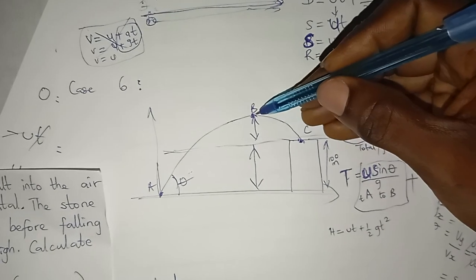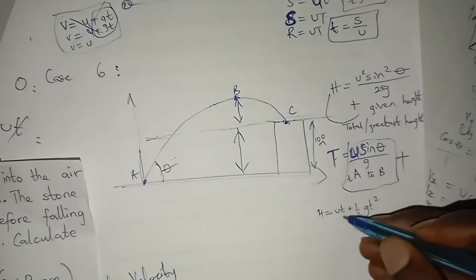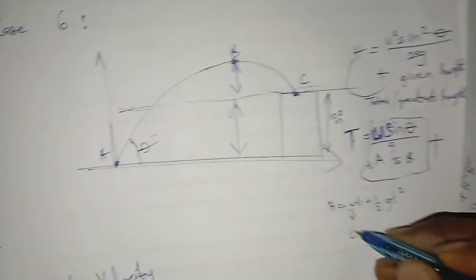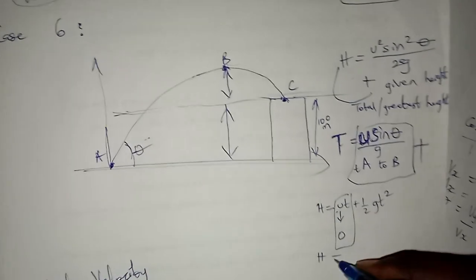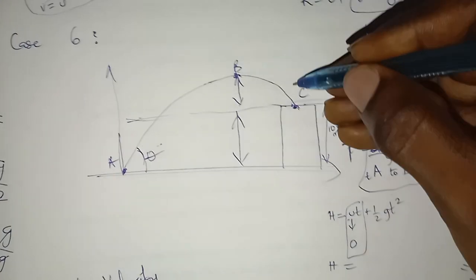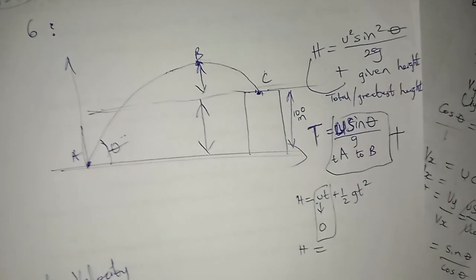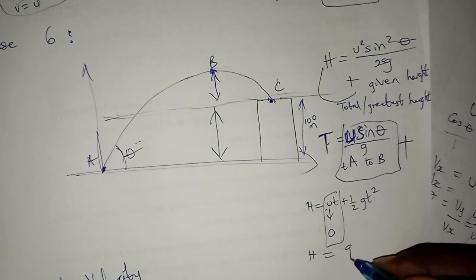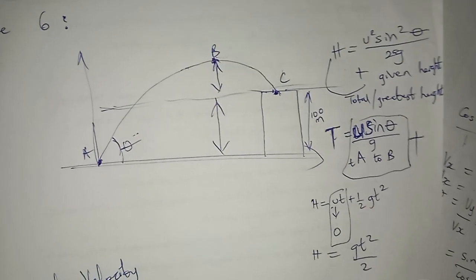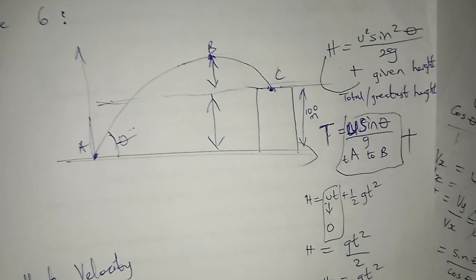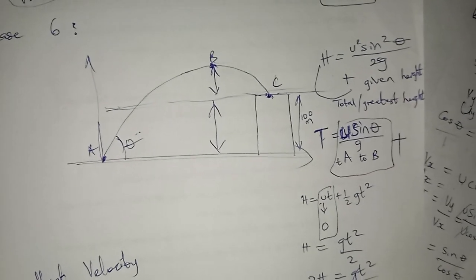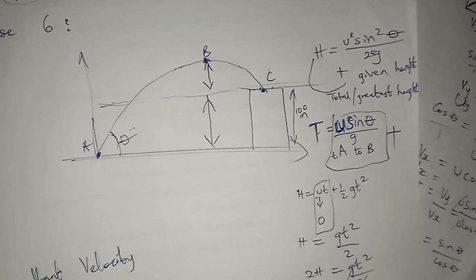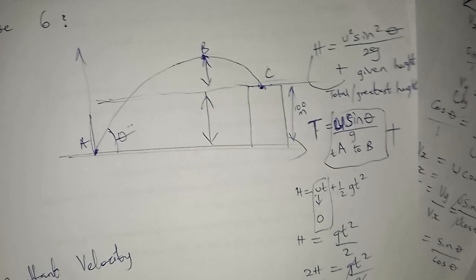Notice that as it's landing, as it's going down, this u, when something is coming down, u will be 0. So everything here will be cancelled out. So h will be equals to, as it's coming down, gravity is being obeyed, h equals gt squared over 2. So this will now become 2h equals gt squared. Divide both sides by g. So t will be equals to root 2h over g.